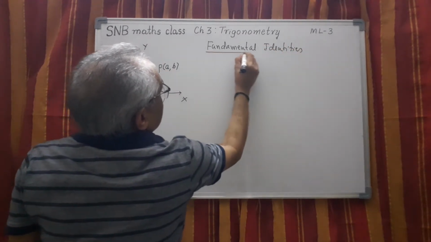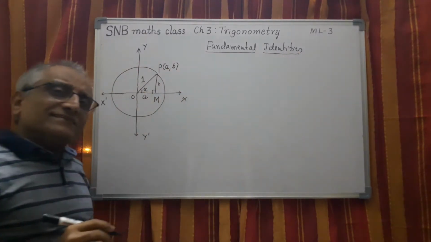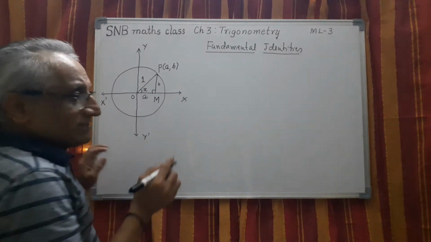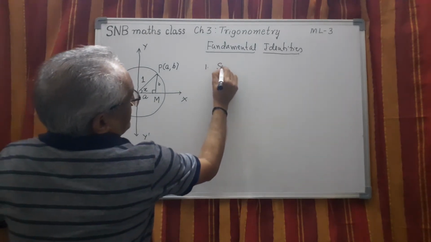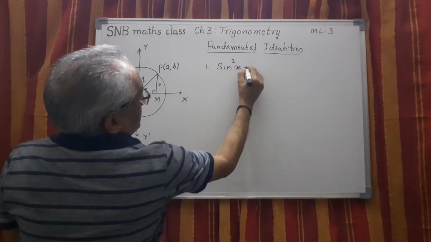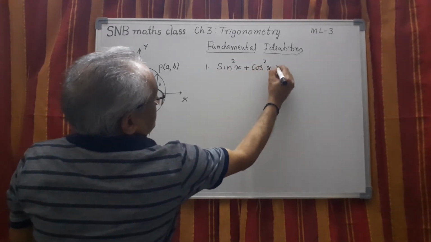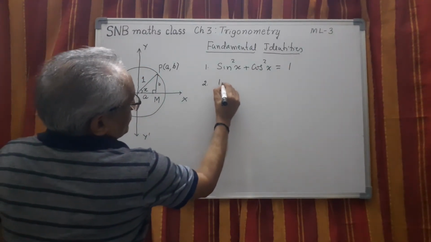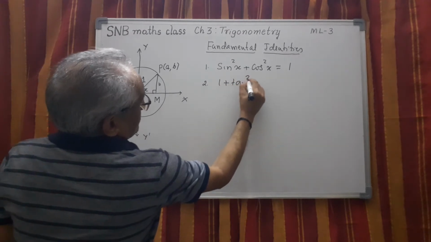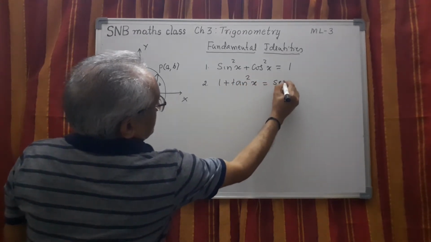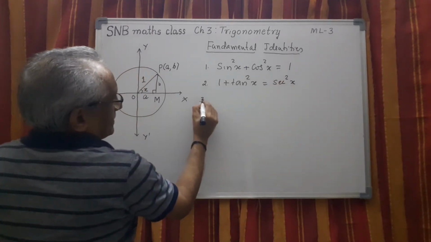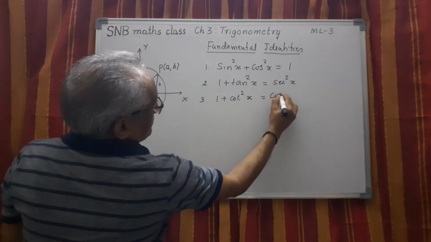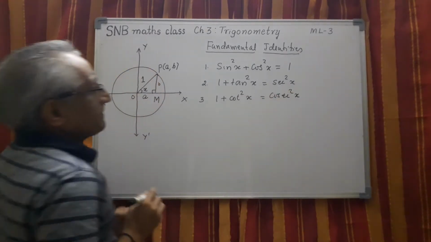And remember, all these things I think you might have studied, but let us study them once again as if it is new to us. Now the first one I think you know, sine square x plus cos square x equal to 1. This is one identity, fundamental. Second one is 1 plus tan square x equal to secant square x. And the third identity is 1 plus cot square x equal to cosecant square x.